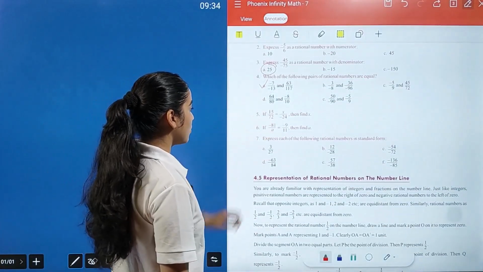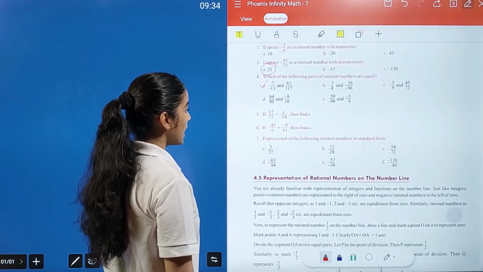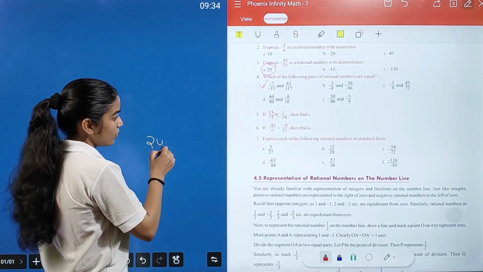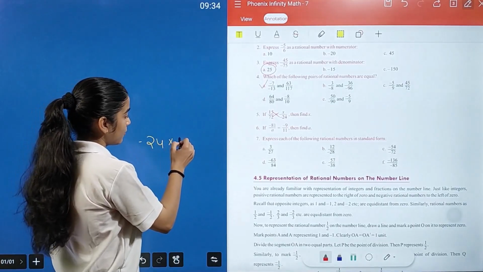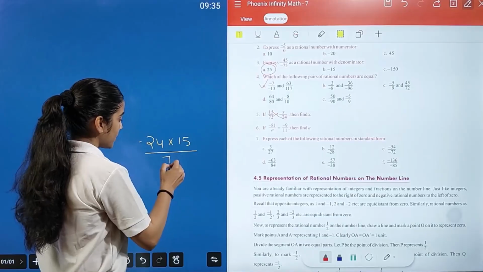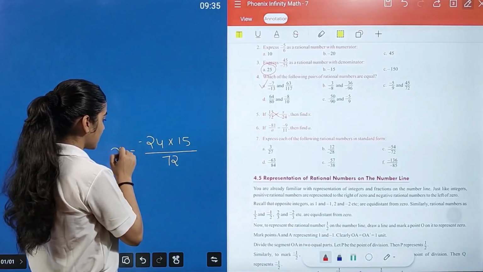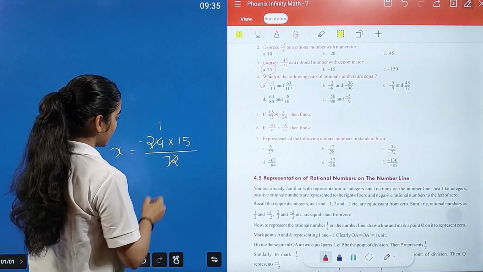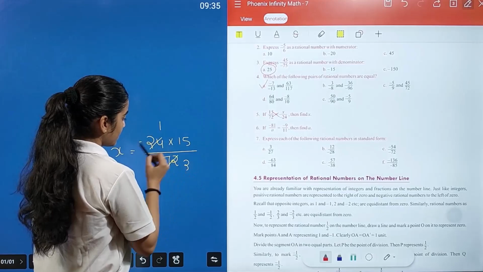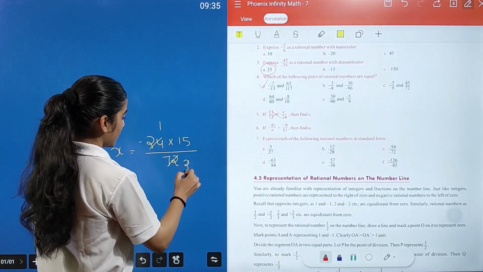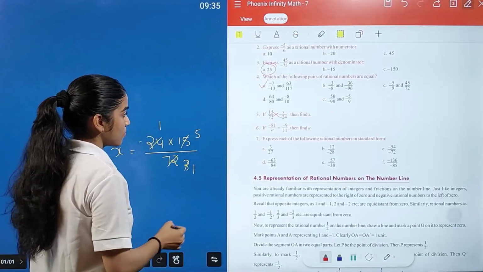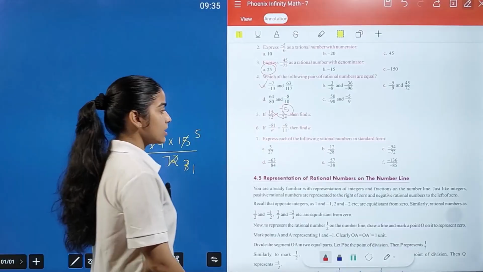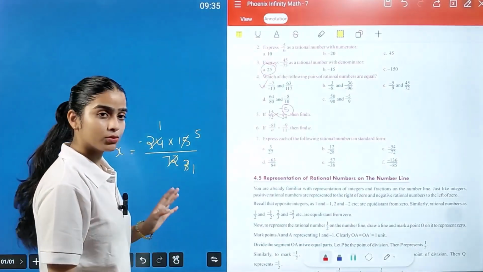Now we have to find out which number should be there, which is missing. So you can also find it by multiplying it cross. So 24 minus 24 multiplied by 15 divided by 72, you will get your x. Okay, so 24 ones are 24 and 24 threes are 72, so here we have 1 and 5. So minus 5 is your answer here. Okay. So you can simply find out. In question number 6, you have to do the same process.